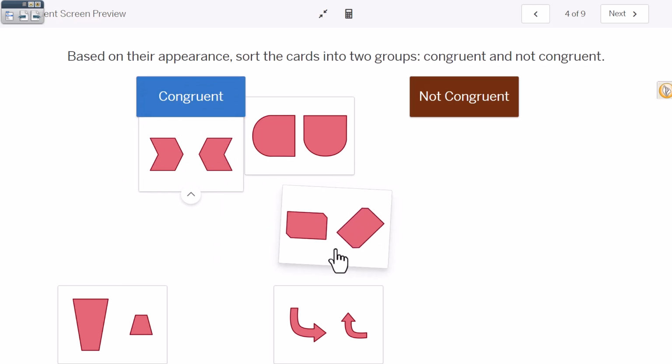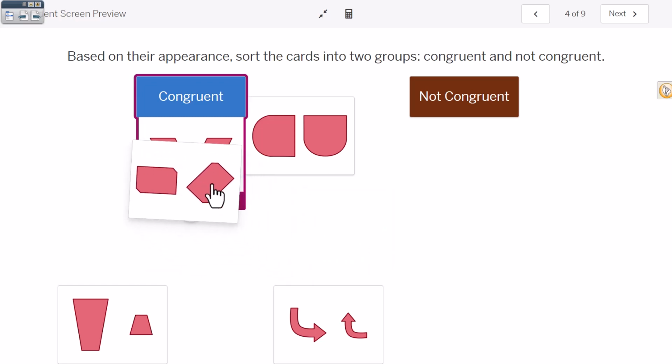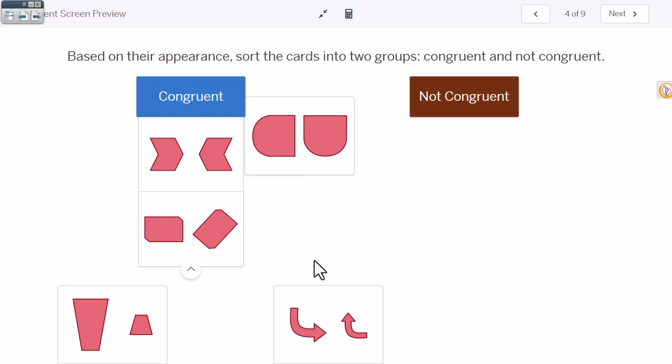Let's look at this second figure. It looks like two rectangles with opposite corners kind of snipped off. And I think if I took this one on the left and rotated it about 45 degrees and slid it over, or translated it to the right, I'd have this figure on the right. So they look to be the same size and shape. I'm going to say that they're congruent.